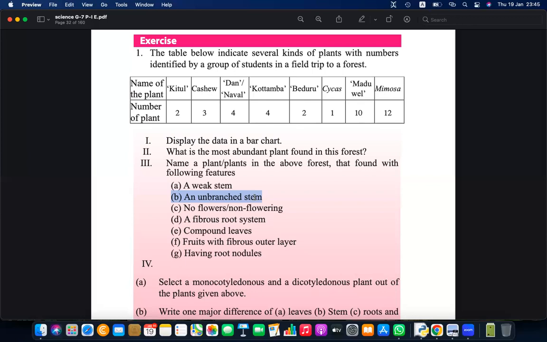Then compound leaves. Mimosa, correct. Then fruits with a fibrous outer layer. Kotamba. Having root nodules. Root nodules are found in mimosa, which has nitrogen-fixing bacteria in them.